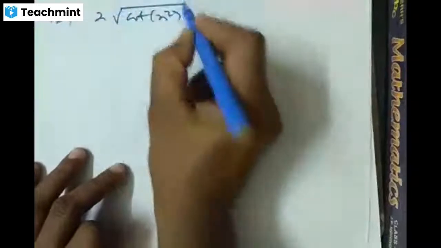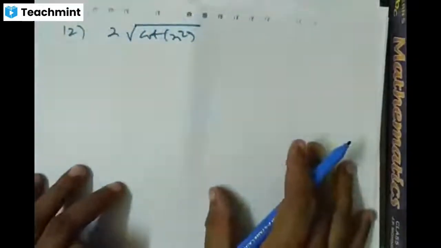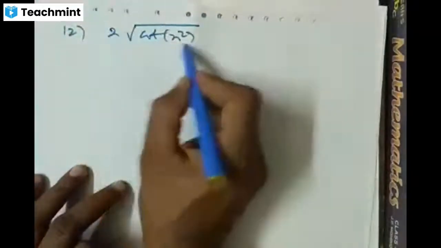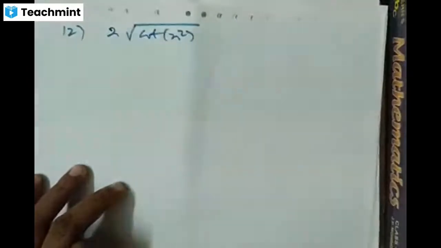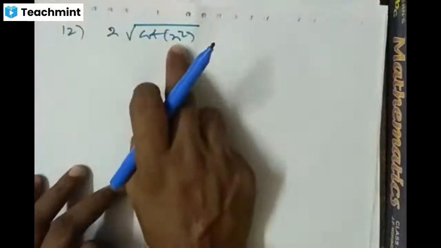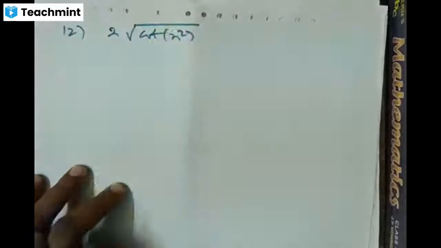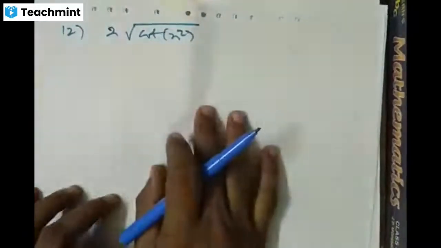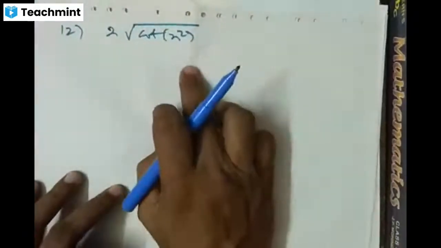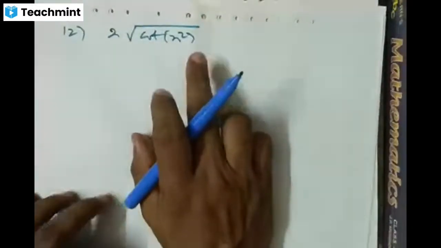The given function is 2 times root of cot of x square. This function is a composition of 3 functions. One is the x square function, another is the cot function, and the third is the square root function, right? So we have to use the extension of the chain rule to find its derivative.